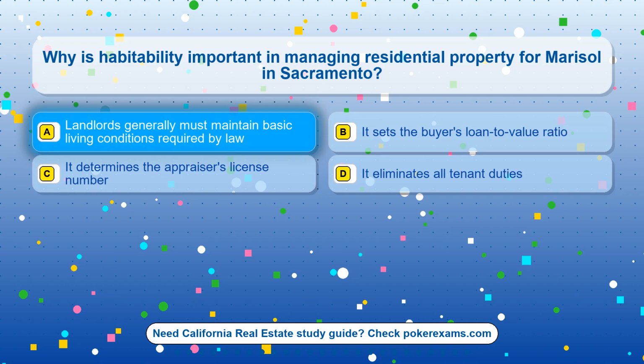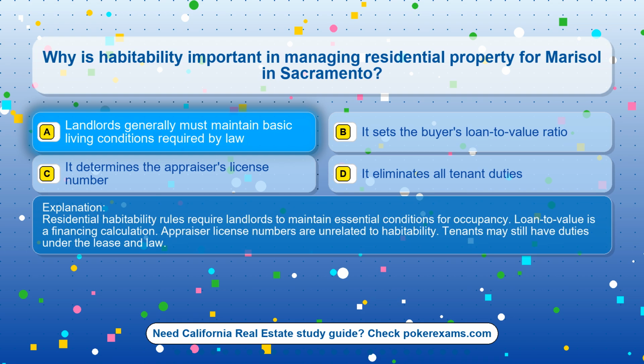The correct answer is option A. Landlords generally must maintain basic living conditions required by law. Residential habitability rules require landlords to maintain essential conditions for occupancy. Loan-to-value is a financing calculation. Appraiser license numbers are unrelated to habitability. Tenants may still have duties under the lease and law.